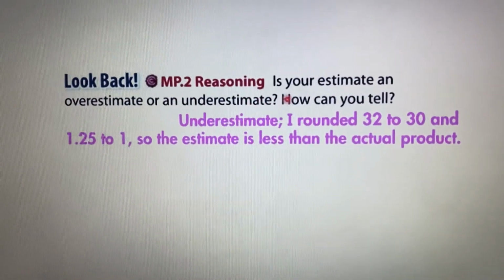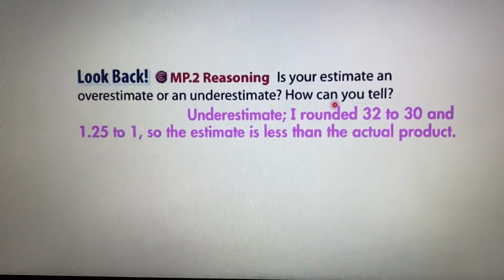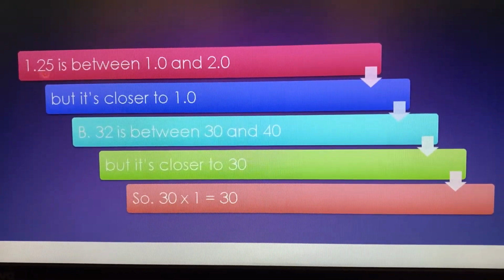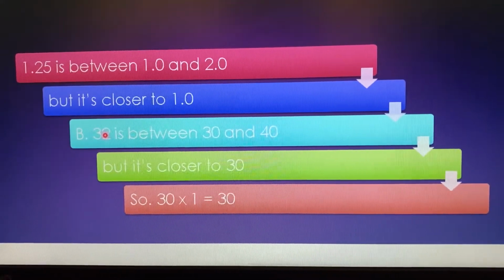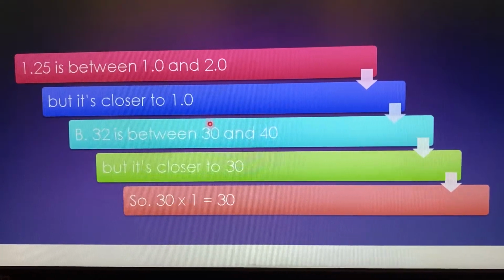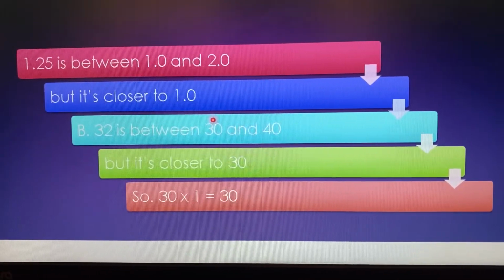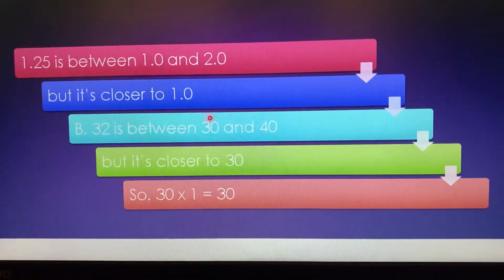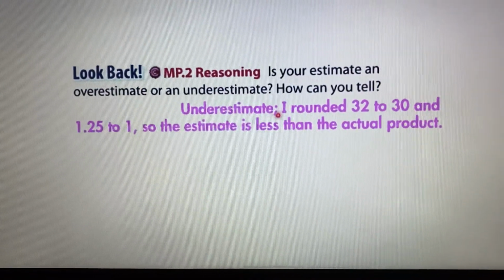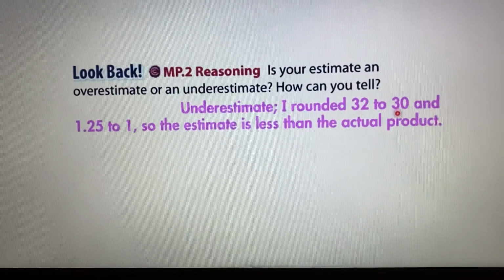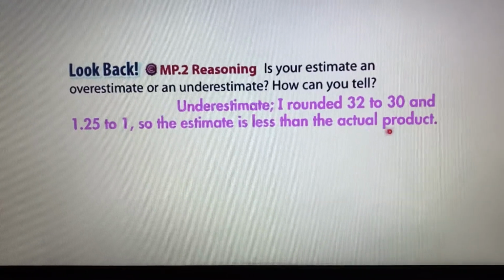Look at this question. Is your estimate an overestimate or an underestimate? How can you tell? Here, when I rounded 1.25, I rounded it to the smaller number, and 32 I also rounded to the smaller number. So I took a lesser answer, and so it is an underestimate. If I rounded both of them to the greater number, I would say it is an overestimate. But it is an underestimate because I rounded 32 to 30 and 1.25 to 1. So the estimate is less than the actual product.